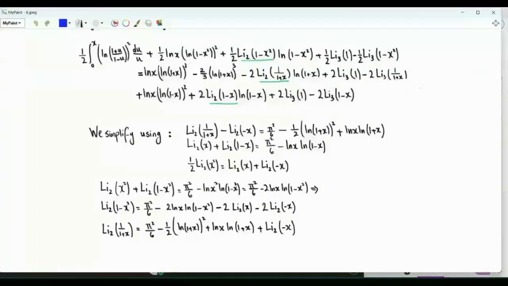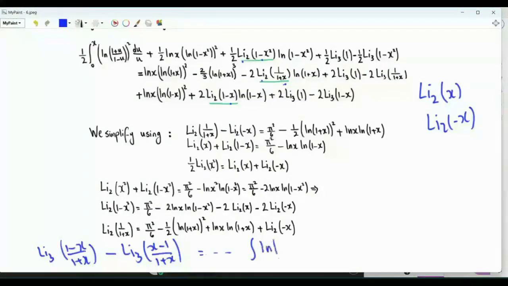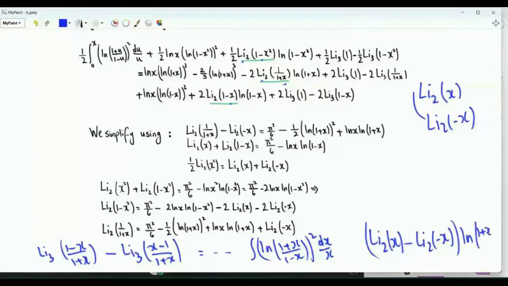In order to simplify, we will try to express the dilogarithms using the dilogarithm of x and the dilogarithm of minus x. The reason for this is that our formula for the trilogarithm has the integral and the difference between these two dilogarithms multiplied by ln((1 plus x) over (1 minus x)). So the hope is that if we express every dilogarithm using these two guys, perhaps some cancellation will take place and we end up only with trilogarithms. But can we achieve our objective? The good news is yes.